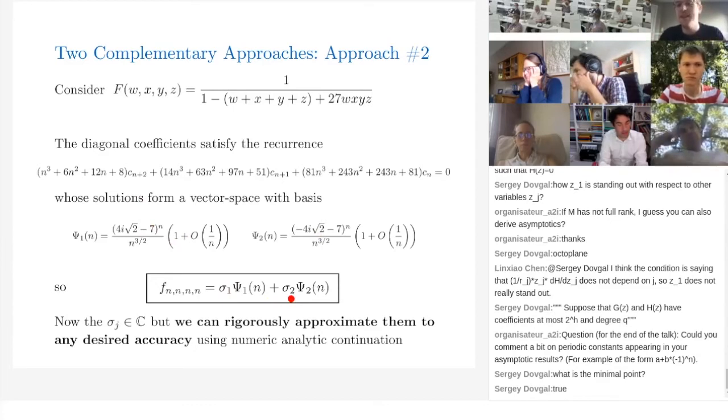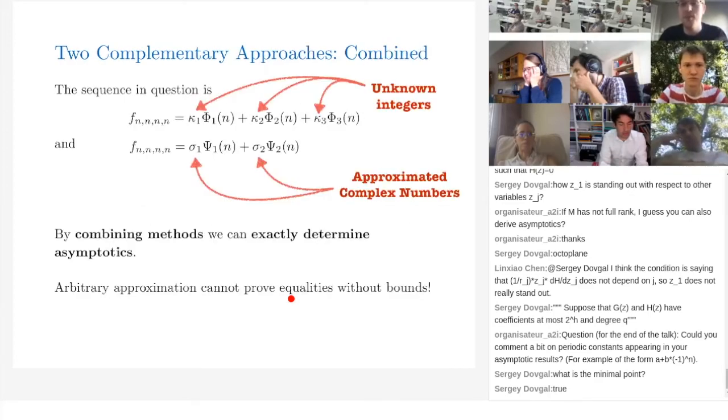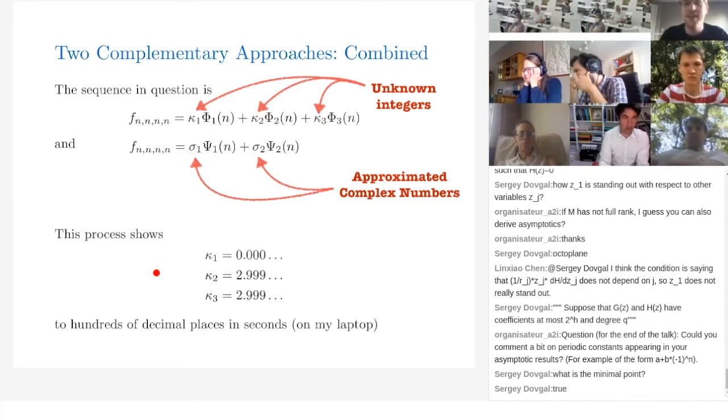But the idea is that we can use the numeric analytic continuation from the first part of the talk to approximate these rigorously. So we have two representations, one with unknown integers, the other with approximated complex numbers. When we combine them, we can say exactly what they are. In this case, you'd get that K1 is exactly 0, and K2 and K3 are 2.999. You can get them to 1,000 decimal places in a couple of seconds, but you only really need one decimal place to know that it's exactly equal to 3.